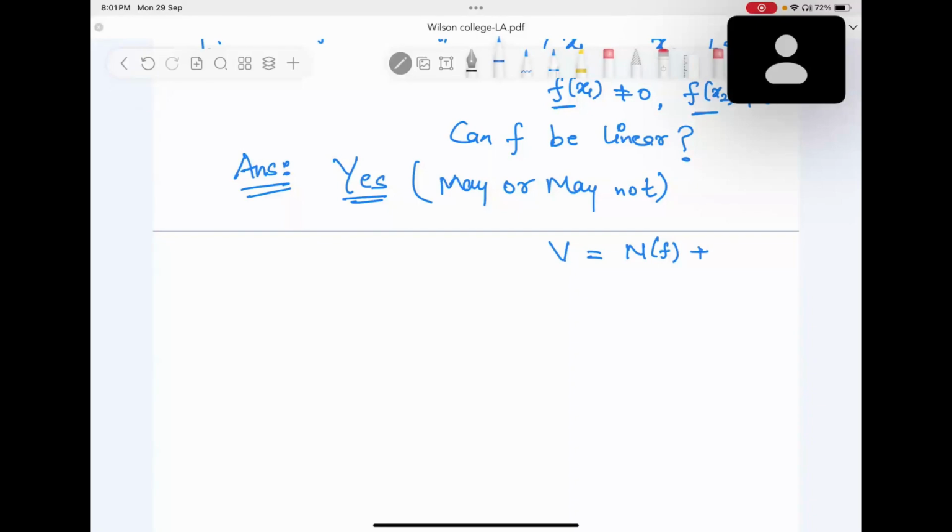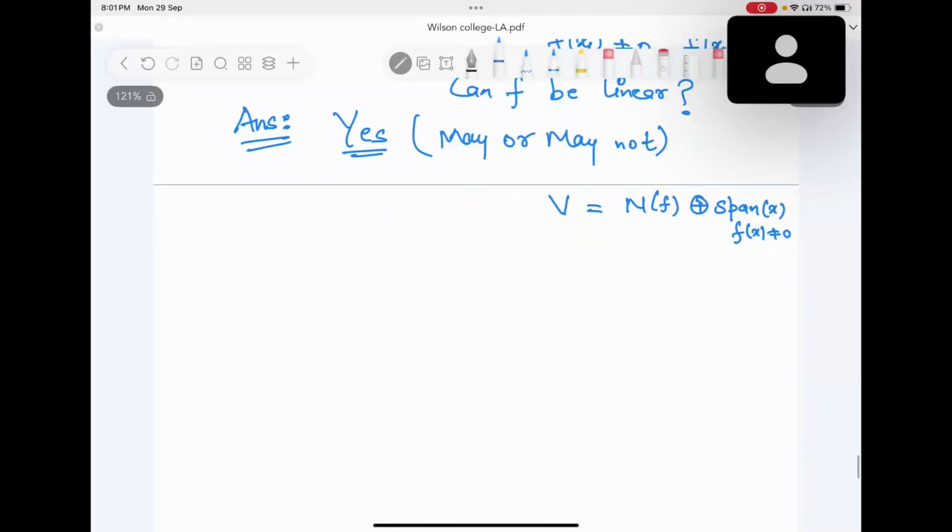So you are writing this as a direct sum with the span of x, and here f of x is non-zero, right? Now suppose you take two members x1 and x2 which are linearly independent but also belong to the null space of f.